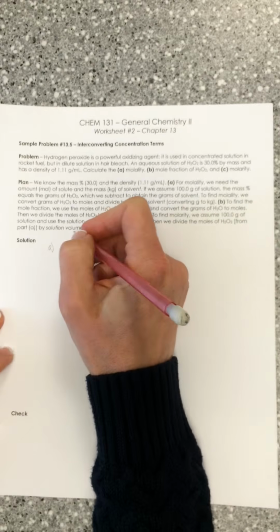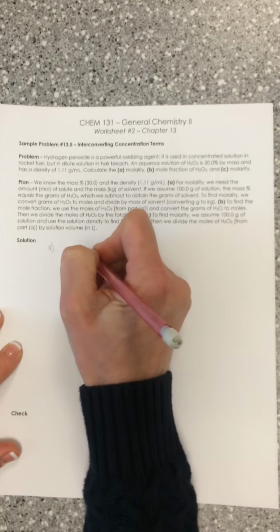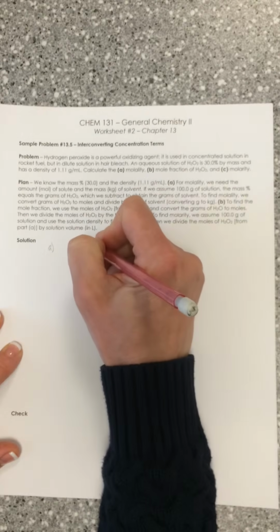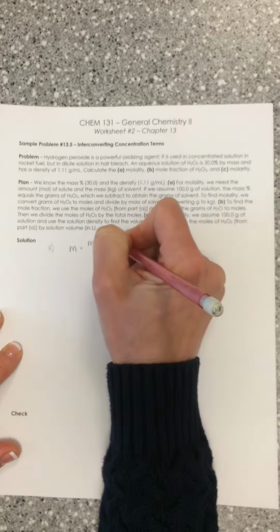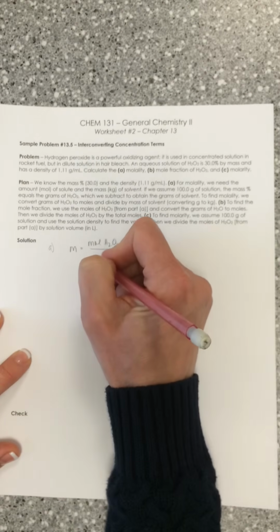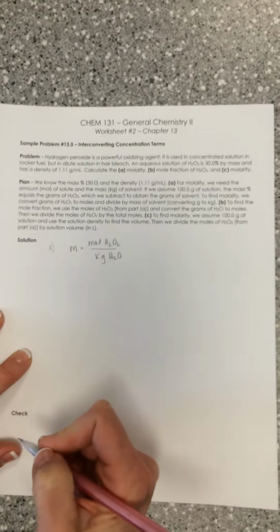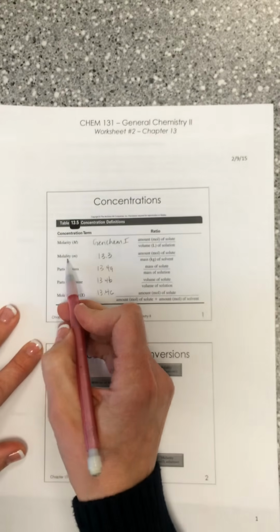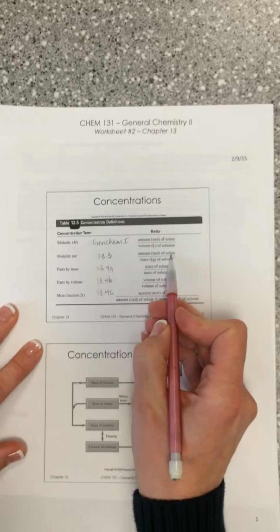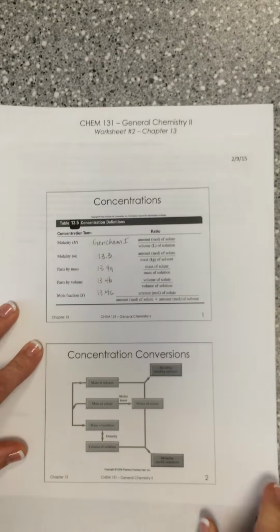What I want you to do when you think about these problems is remember what we need to have for molality. Molality is going to be equal to the moles of your solute, which in this case is hydrogen peroxide, over kilograms of your solvent, which in this case is water. Just to refresh your memory: molality is the moles of solute, hydrogen peroxide, over the mass in kilograms of your solvent, which is water.